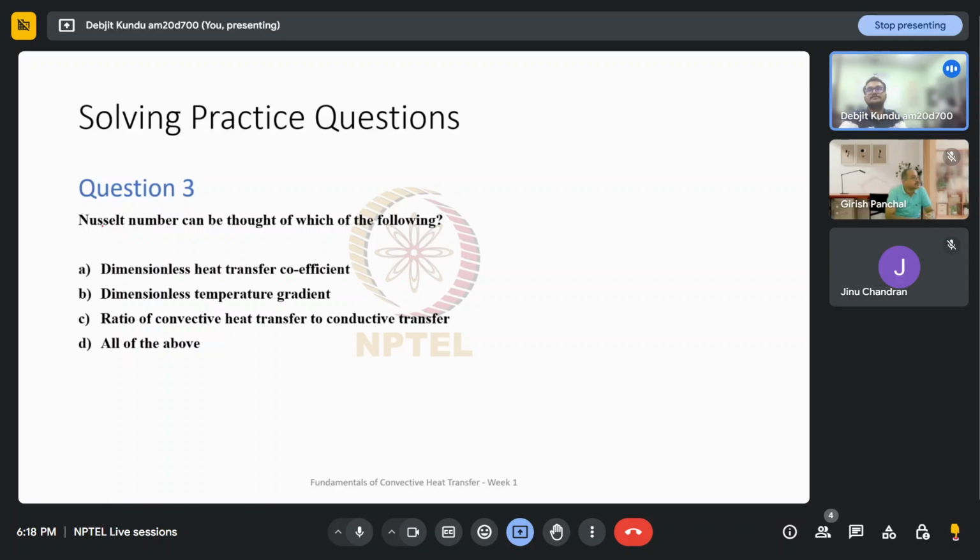So this is asking us, Nusselt number can be thought of as which of the following? Is it option A, dimensionless heat transfer coefficient, option B, dimensionless temperature gradient, option C, ratio of convective heat transfer to conductive transfer, or option D, all of the above? Okay, so we have a response in favor of option C, that is ratio of convective heat transfer to conductive heat transfer.